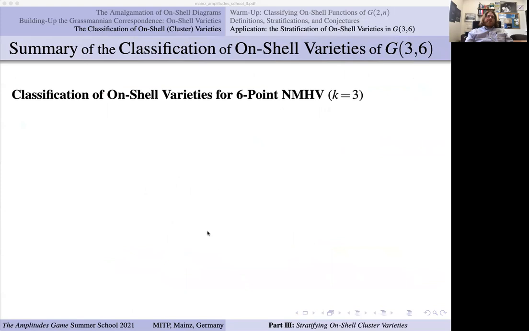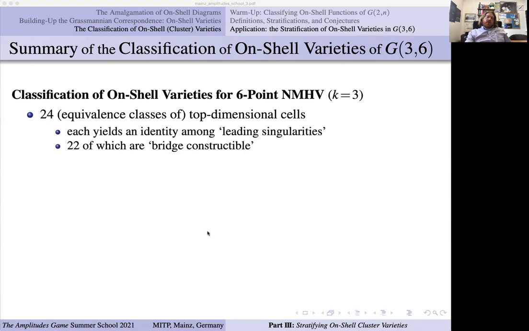The first is that for top dimensional cells, those with n hat delta equal to minus one, which means they're one forms, they're nine dimensional cells inside the Grassmannian. Of all of the graphs you can generate like that, there are only 24 inequivalent classes of top dimensional cells. So not that bad. 22 of these are constructible by bridges and two of them are not. And only one of these things is planar. So the positroid variety is exactly one of these 24.